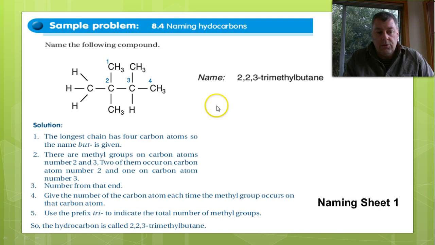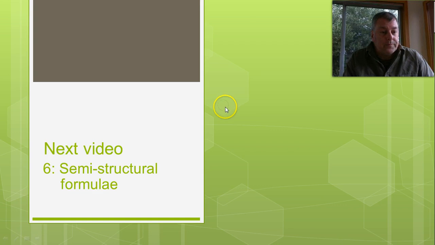So now we should be able to do in class what's called naming sheet 1 and naming sheet 2, and they're up there on the OneNote already. So in the next video we're going to look at semi-structural formulas. Cheerio.